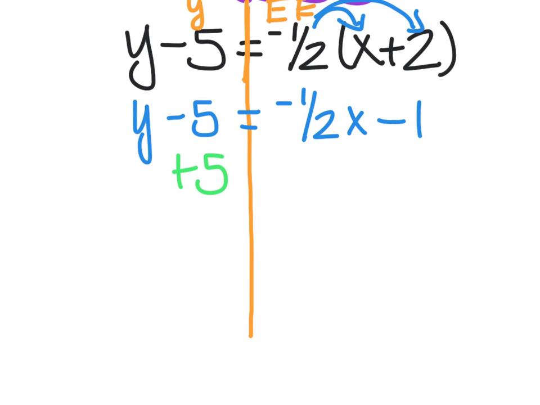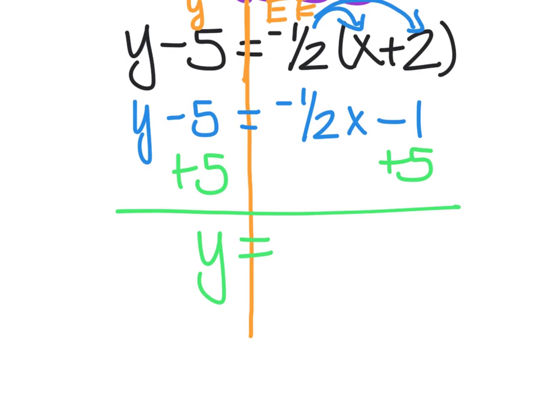I can't plus 5 to negative 1/2 x because it has x, and 5 here doesn't have x. So I'm going to have to add 5 to the negative 1, and that's going to give me the equation y equals negative 1/2 x plus 4.